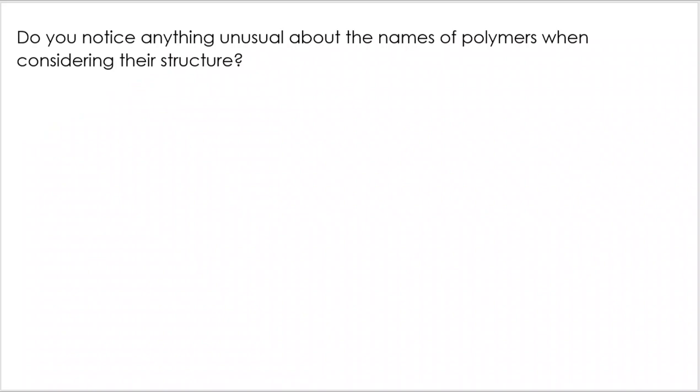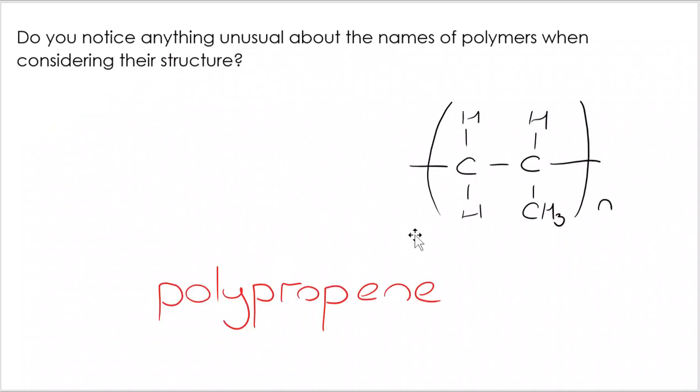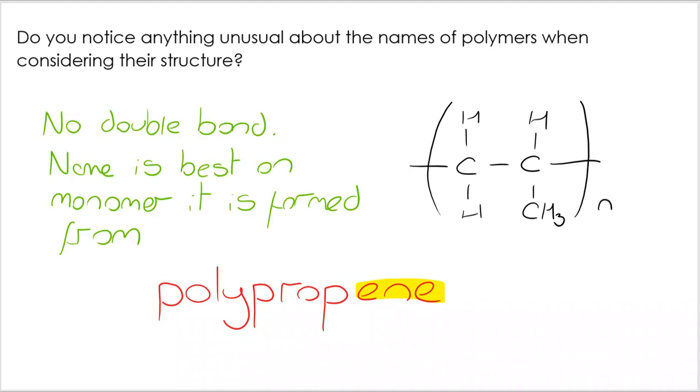So do we notice anything unusual about the names of polymers when considering their structure? Well, let's take the last example we just did. We have polypropene, and you've got the repeating unit here for polypropene, and there is something very, very odd. Its name ends in "ene", but there is no double bond. Now, what we've got to remember is that the polymer name is based on the monomer that was used to build it. So we keep the "ene" because we're saying many propene molecules.